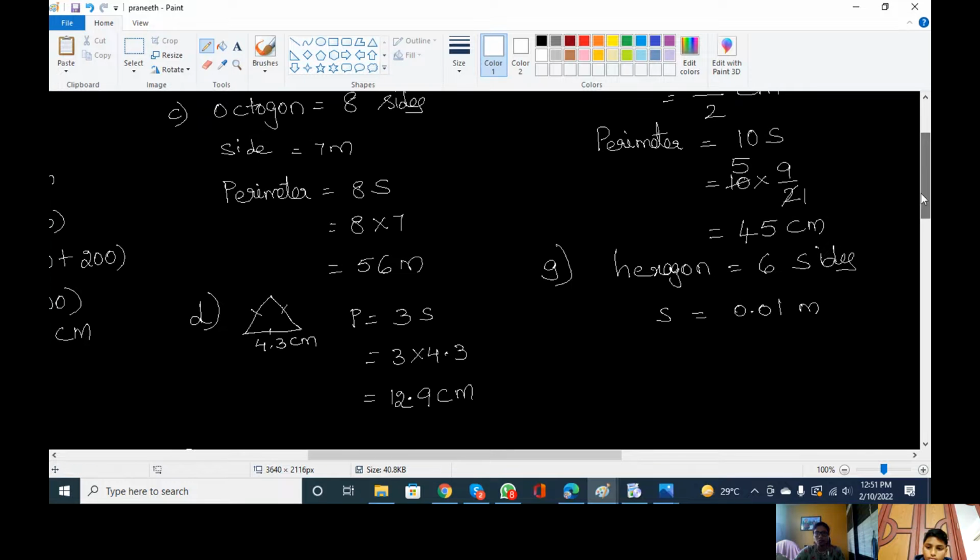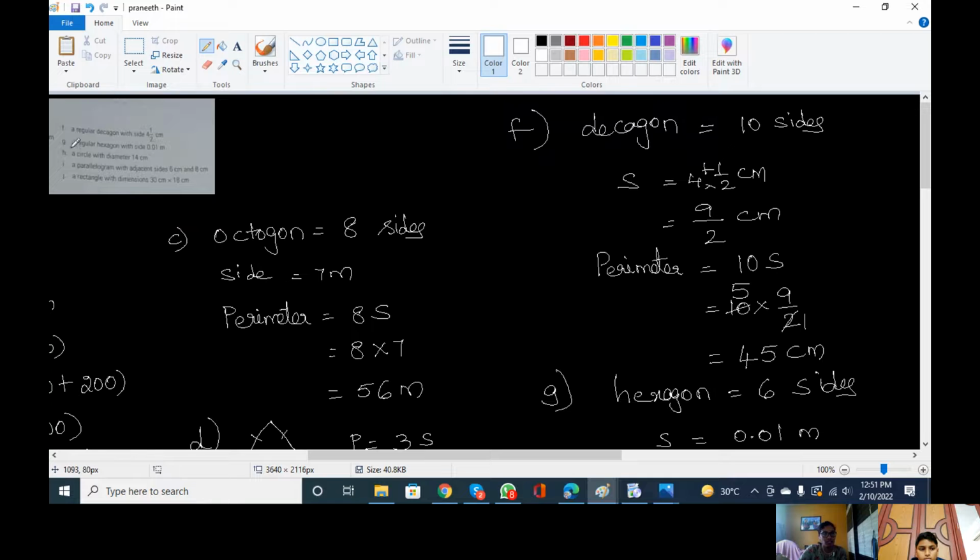meters. So perimeter of a hexagon is 6s. 6 times s. 6 into each side is 0.01. 6 ones are 6. 6 zeros are 0. Here after the point we have 2 decimal places. So leave 2 decimal places, 1, 2, and put here the point. So this is centimeters. Sorry, meters. Since they have given in the question these are meters, so let's write meters only.